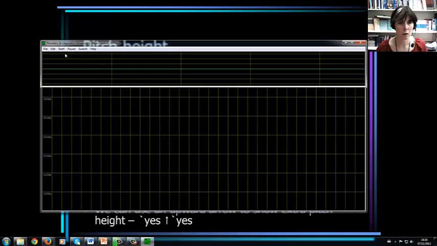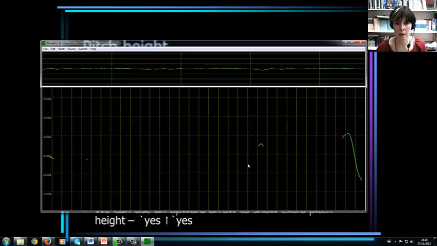Okay, so let me do a normal yes, which is going to sound like this. Yes, yes, yes. Okay, it's a bit slow. Yes, yes. Okay, so we can see we're kind of around the 250 hertz range there.